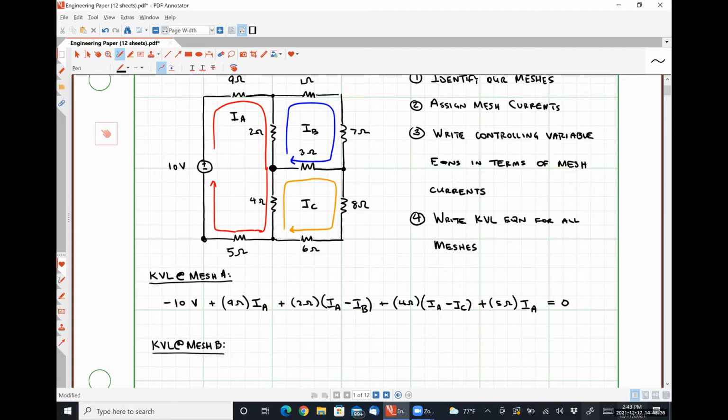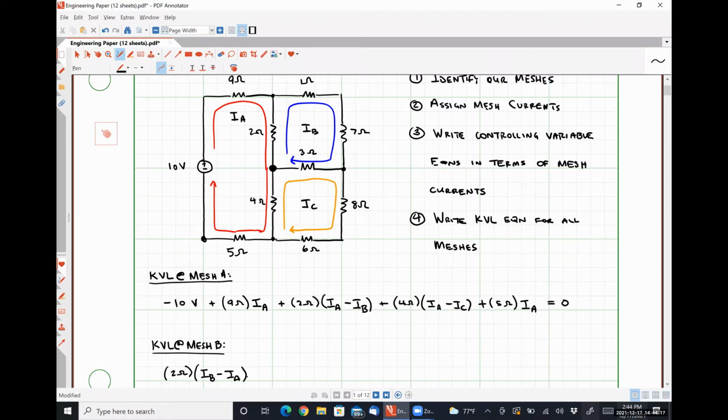McKinley, what should I have in my KVL equation? Right, so we see the 2 ohm resistor first. Exactly right, IB minus IA. When we're following mesh current B, it's going to get the positive sign, and anything in the opposite direction of mesh current B will get the negative sign. As we follow mesh current B, it flows up through the 2 ohm resistor. IA is flowing down through the 2 ohm resistor, and that's why we have IB minus IA.